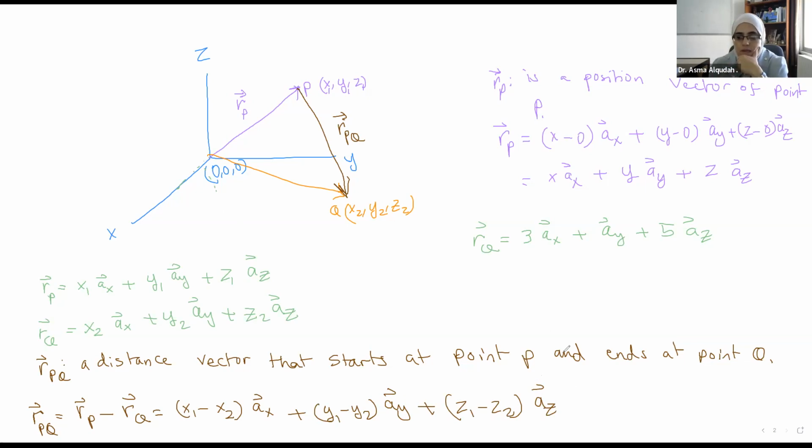Of course, if the vector was going from Q to P, then we will have the same result, but we will multiply this vector R sub PQ by a negative sign. So R sub QP is equal to what? To the negative of R sub PQ. It's the same magnitude, but the reverse direction.